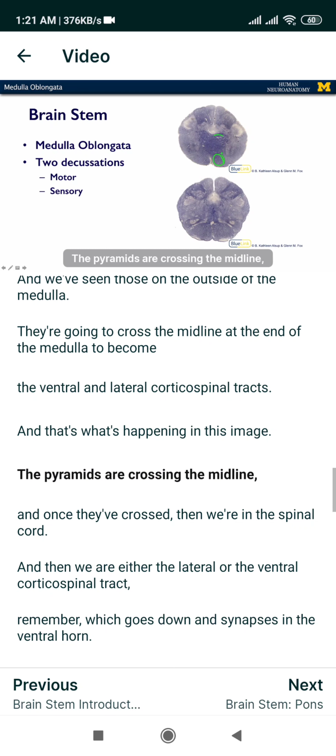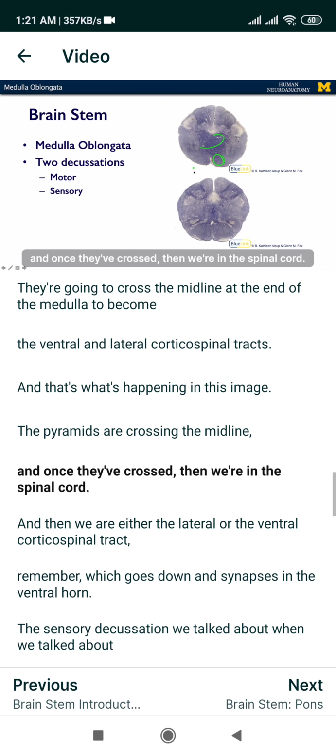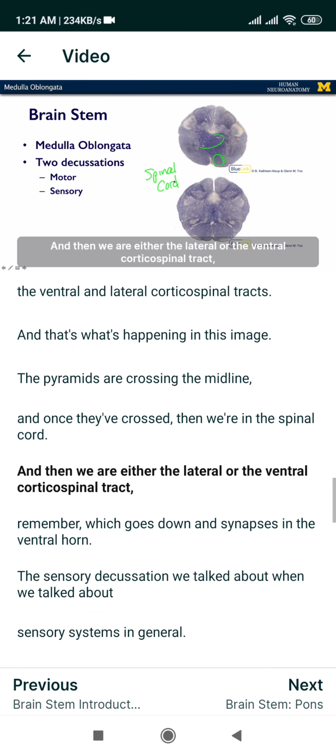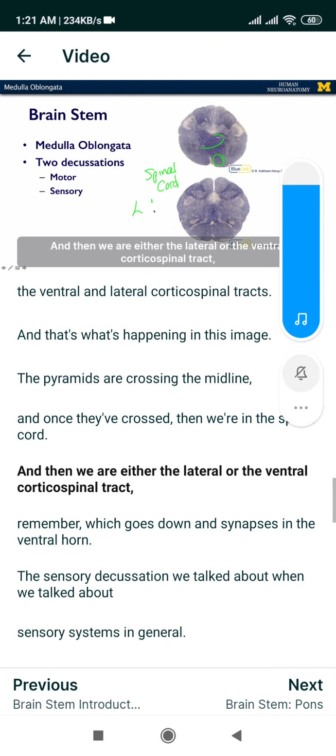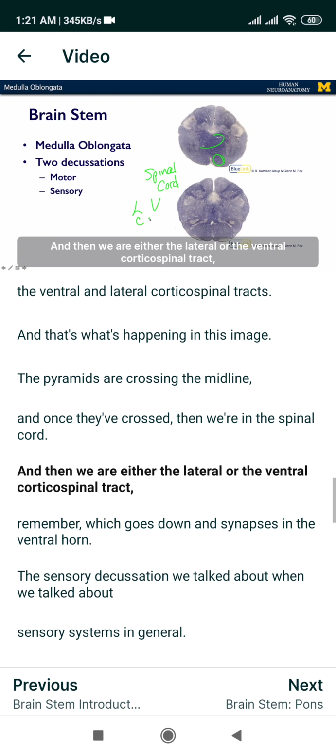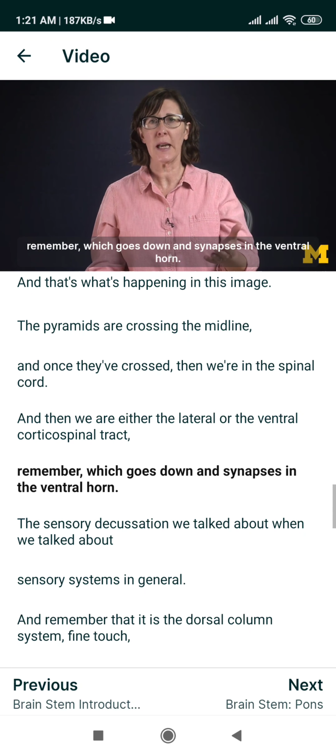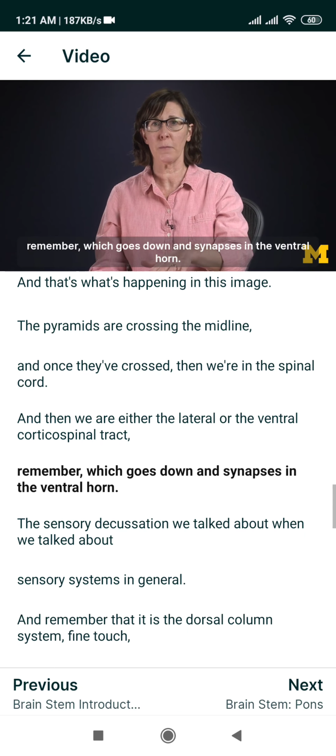The pyramids are crossing the midline, and once they've crossed, then we're in the spinal cord, and then we are either the lateral or the ventral corticospinal tract. Remember, which goes down and synapses in the ventral horn.